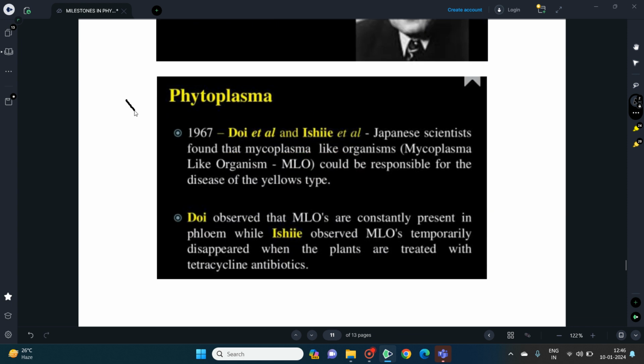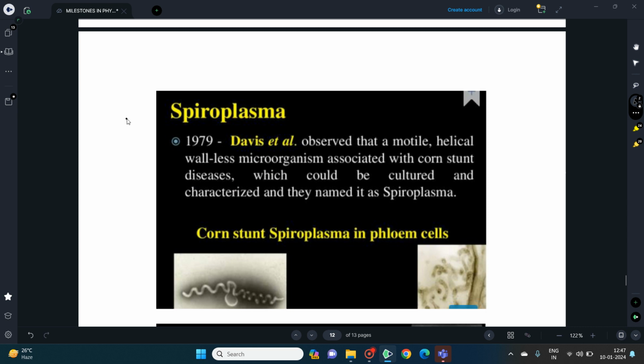Regarding phytoplasma, it was identified by Doi et al. and Ishiie, both Japanese scientists. They found that mycoplasma-like organisms, MLOs, could be responsible for diseases of the yellows type. Doi observed that MLOs are constantly present in the phloem, while Ishiie observed that MLOs temporarily disappeared when the plants were treated with tetracycline antibiotics.